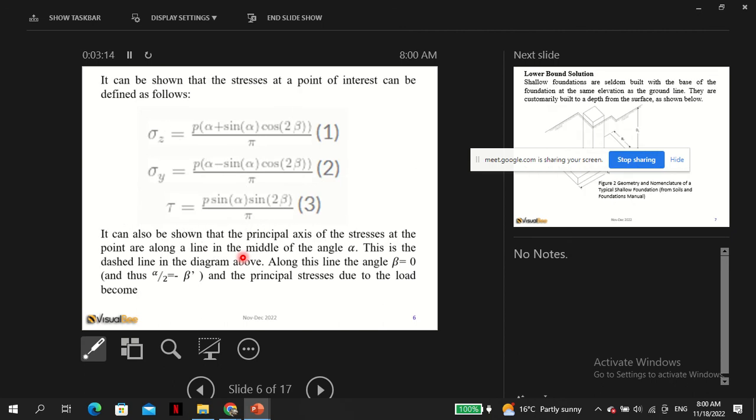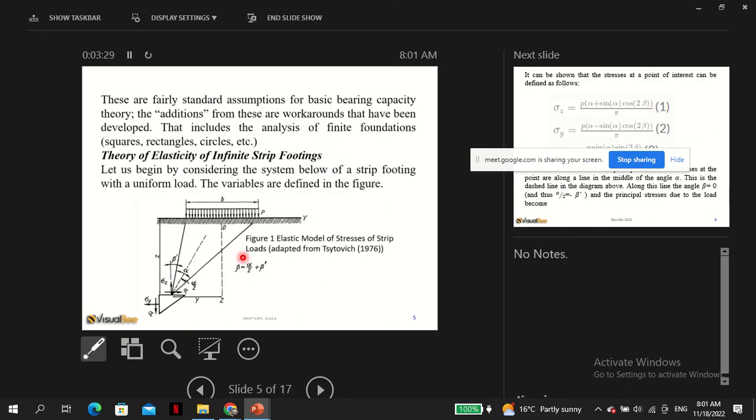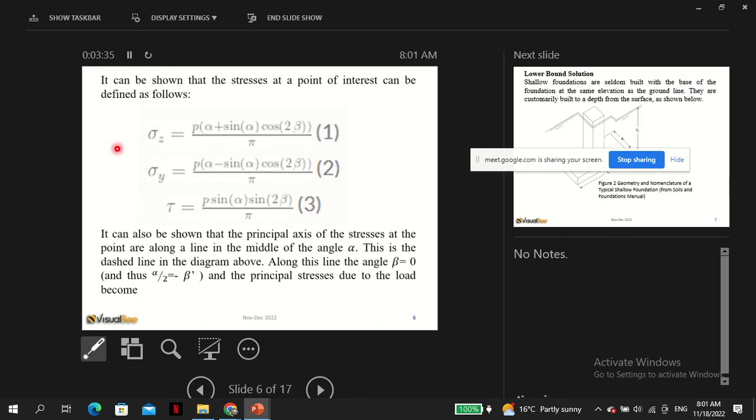So it can be shown, we are not getting into the mathematics of how to end up here. You probably need the point rather than the mathematical manipulation. So we can prove that sigma Z can be calculated as shown.